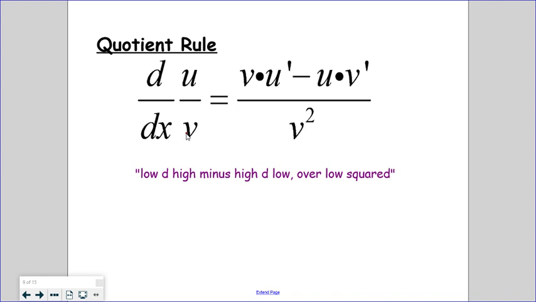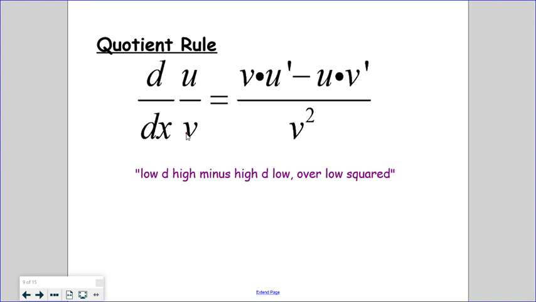The bottom function times the derivative of the top function, minus the top function times the derivative of the bottom function, and all of that will be divided by the bottom function squared. Because we're now switching to subtraction, order does matter on this one. You have to do the bottom function times the derivative of the top first.